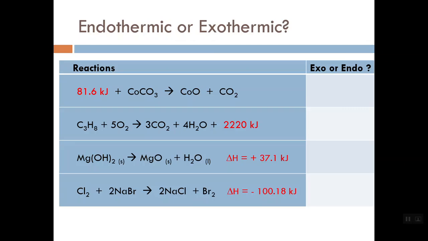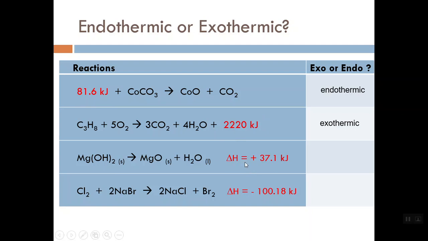So these are 4 examples here. Can you figure out which ones are exo or endo based on where the heat or energy value is? If we take a look at the first one, we notice that 81.6 kilojoules is written as a reactant, right? And so if the energy is part of the reactants, that means that energy is absorbed in the reaction, and so we have an endothermic reaction. Whereas the second example, the energy is written as part of the product, and so we have an exothermic reaction.